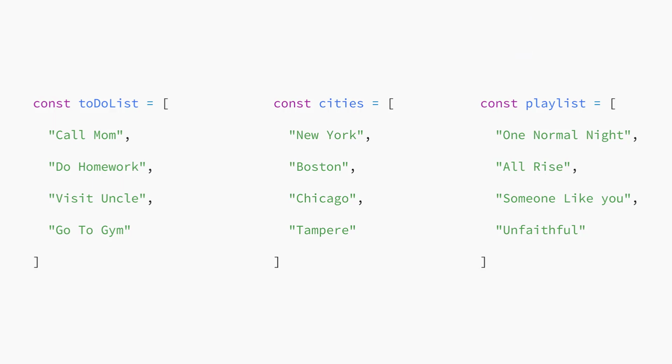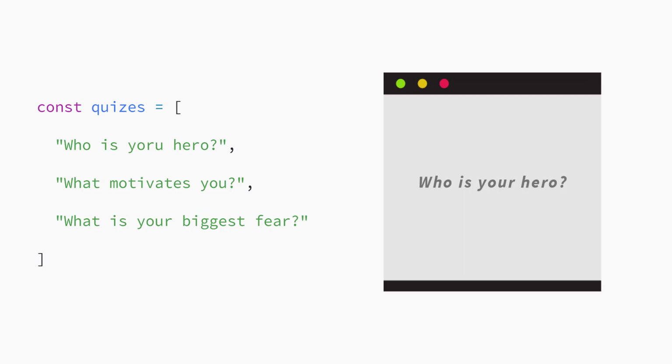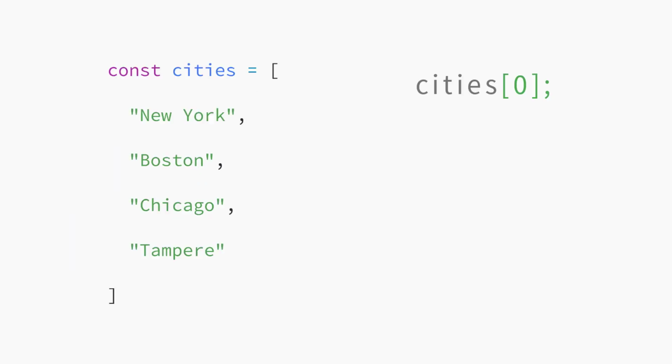And once you have an array, you'll want to work with the elements inside it. For example, for the array of city names, you might want to display each city name in the array. For the array of quiz questions, you'll want to ask each question in the array one after the other. To access each item in an array, you need to get the first element and do something with it, like display it on a page or compare it with another value.